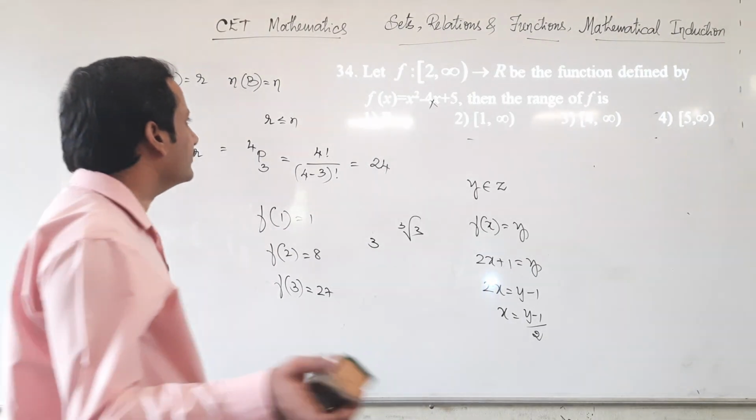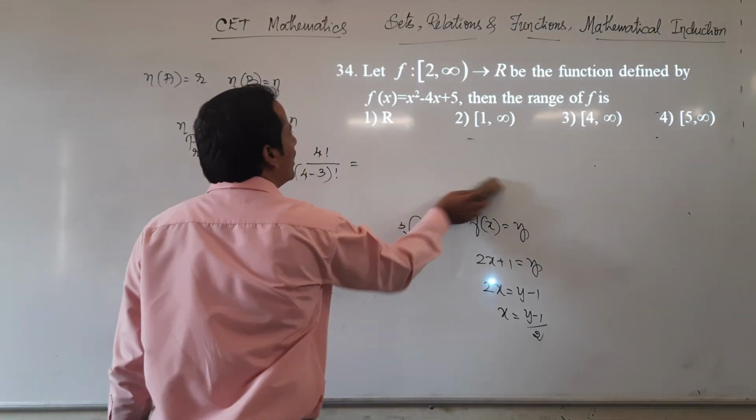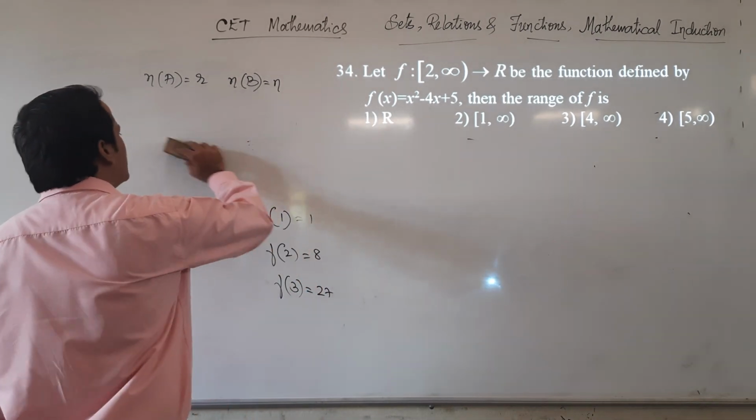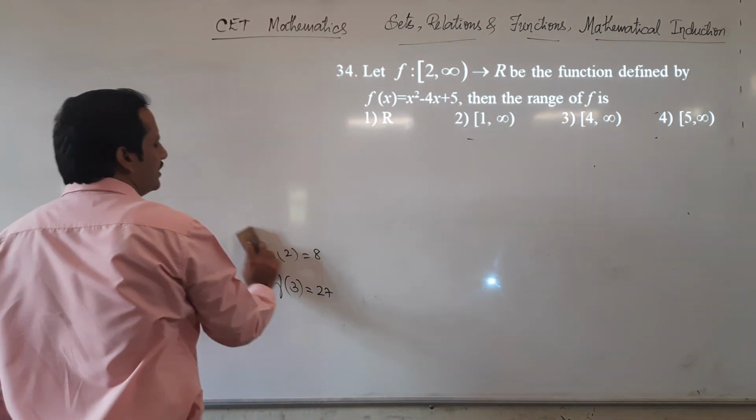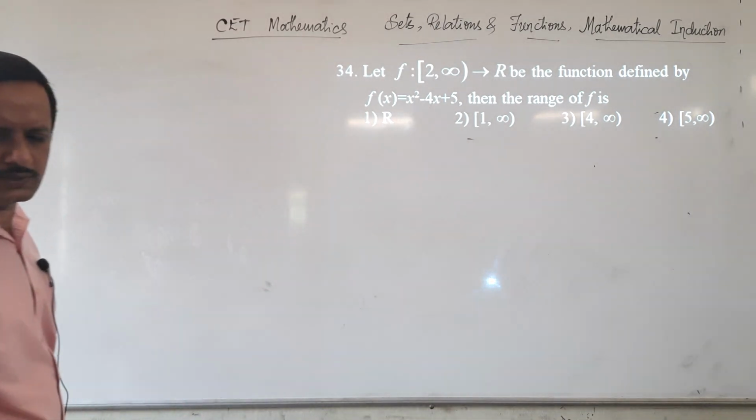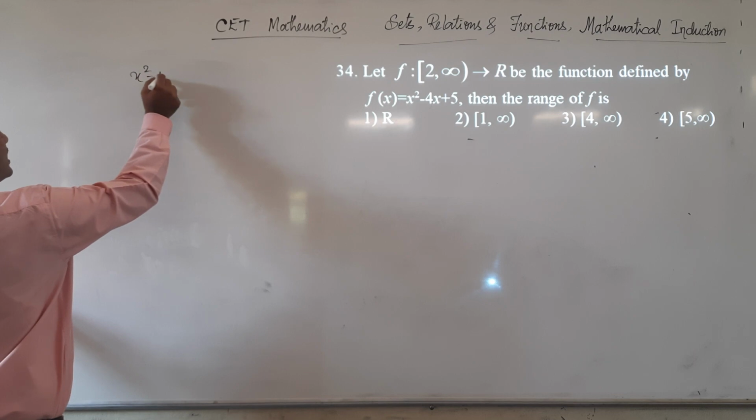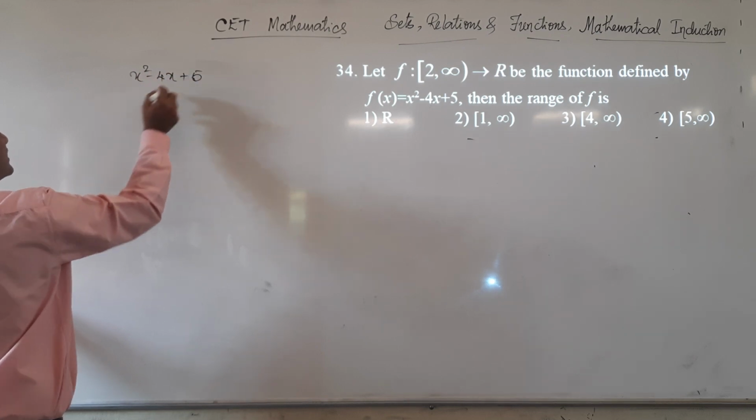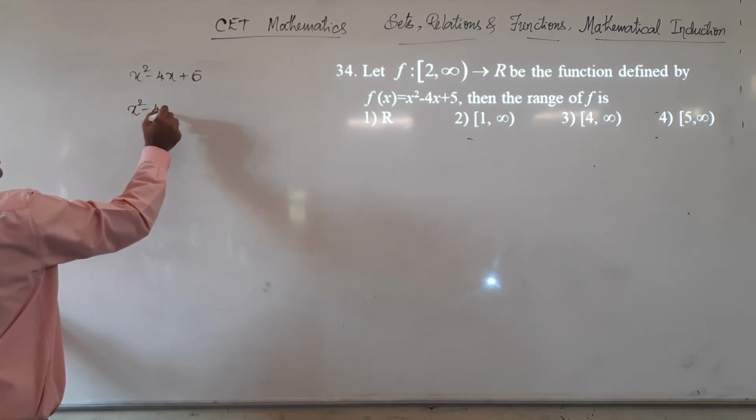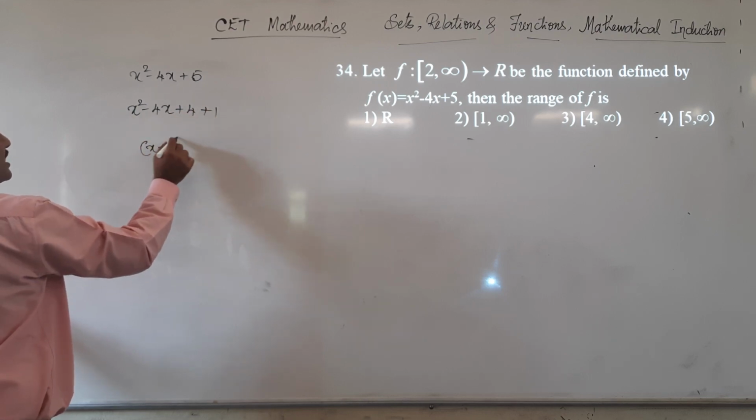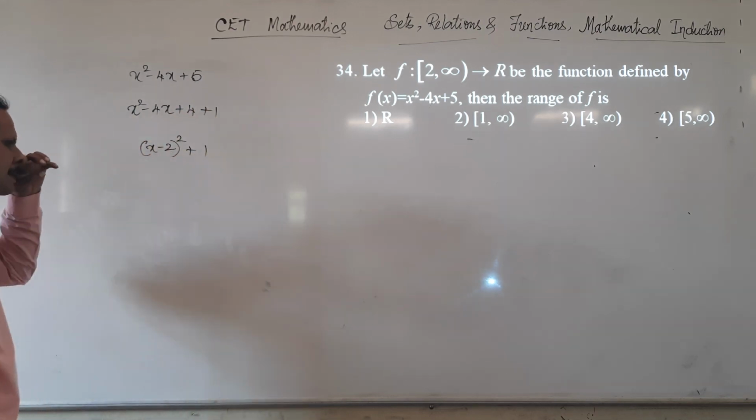34. Let f from 1 to infinity to R be the function defined by f of x equal to x square minus 4x plus 5. Then the range of f is... Range of f: x square minus 4x plus 5. I write this 5 as 4 plus 1. So this will be (x minus 2) whole square plus 1.